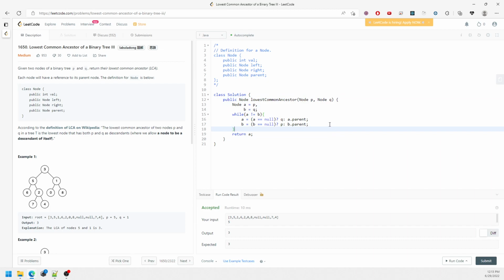That's the length of P, starting from yourself to the root, and then going back to the other value, and starting from the other value, and if you hit a null, you go back to the other one. So the time should be P plus Q, and the space is constant.